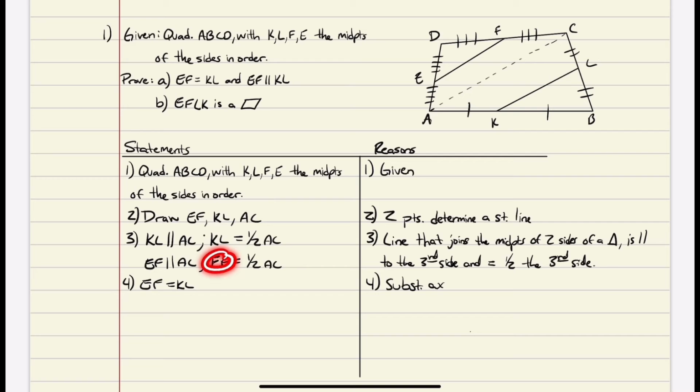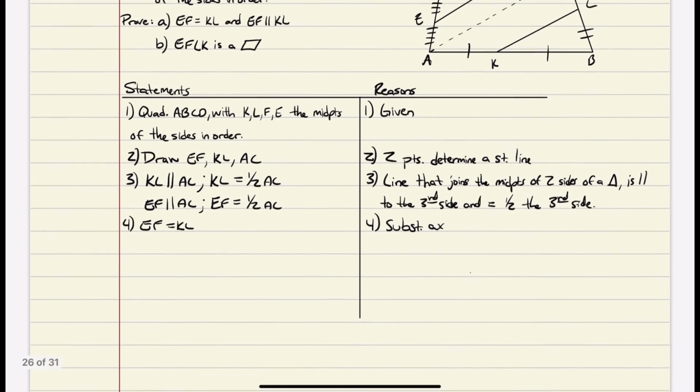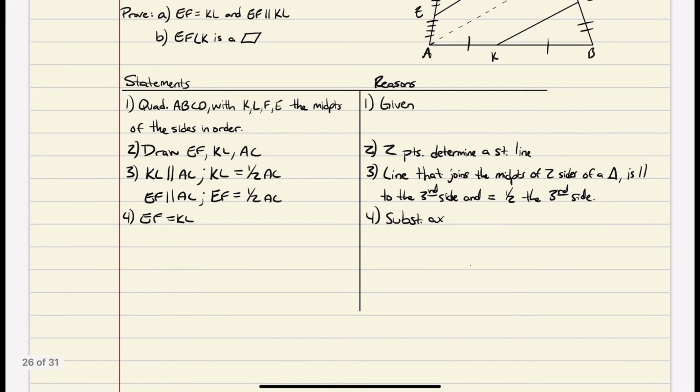If they both equal the same thing, you could even think of it like this: KL and EF both equal 1/2 AC, and it's kind of like a triangle where they would also equal each other. However you like to think of it. You could also use another axiom that's known in geometry: quantities that are equal to the same or equal quantities are equal to each other. Same idea there.